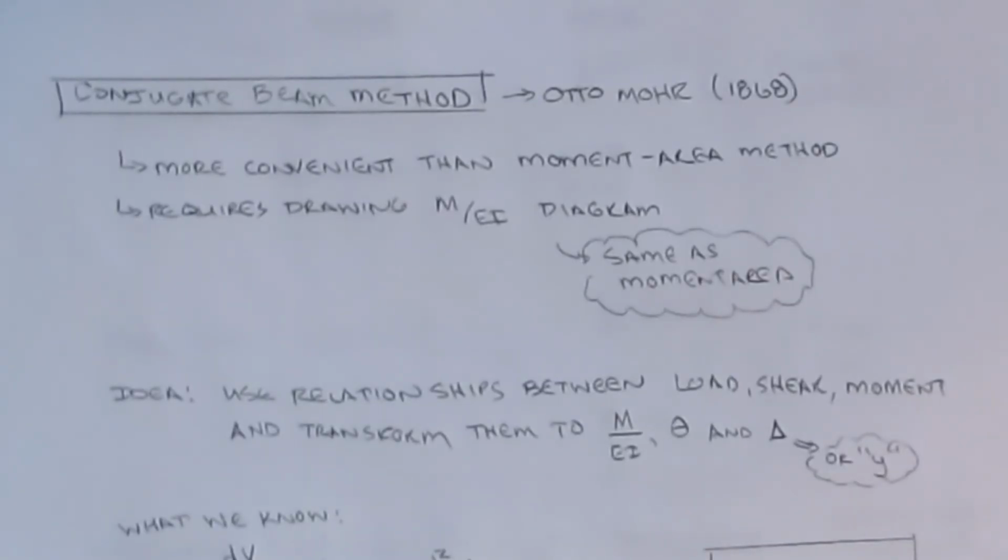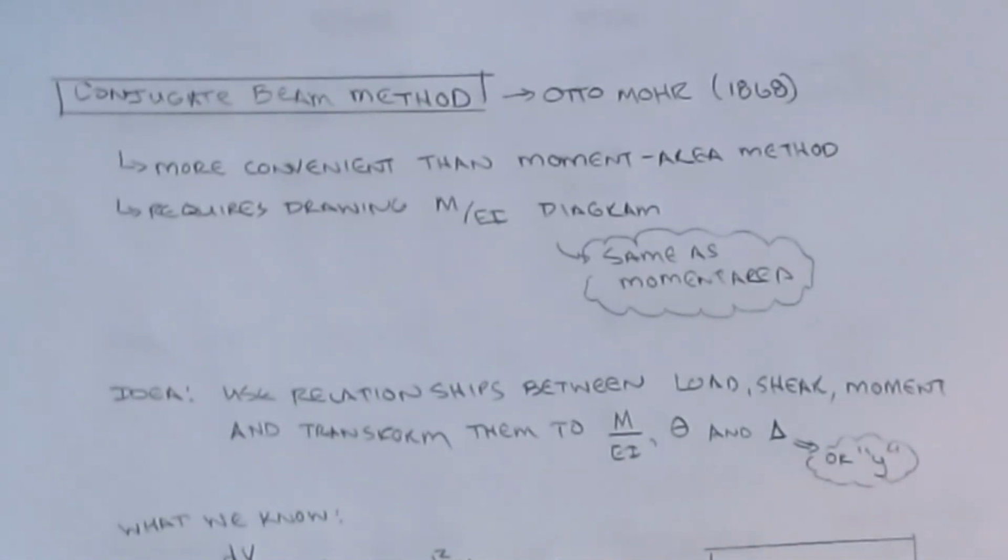The conjugate beam method is a time-proven method for solving relatively simple beam structures to be able to solve for deflections and slopes. It was created by Otto Mohr, yet again, in 1868, and it's a more convenient method than the moment area method. If you remember back when we did our moment area video, we were limited on the loadings that we could put onto our beams. It had to be pretty much a concentrated load to be of any real use.